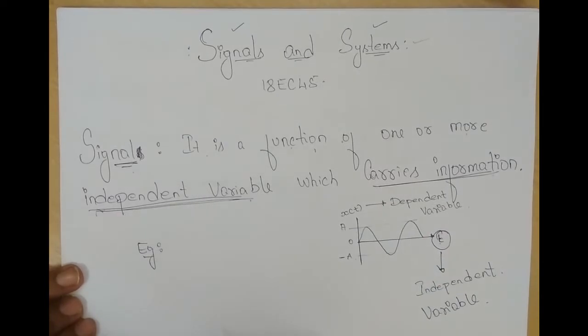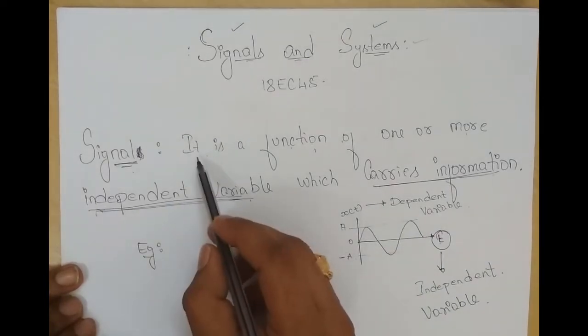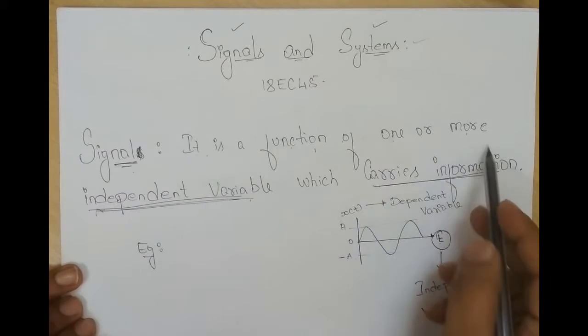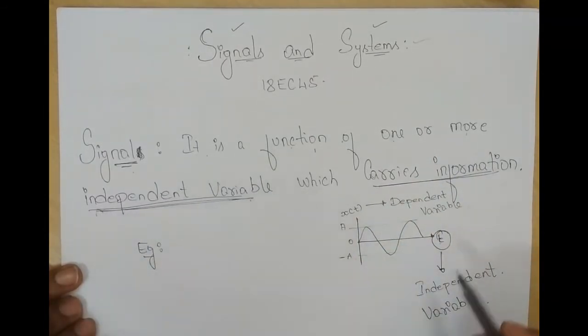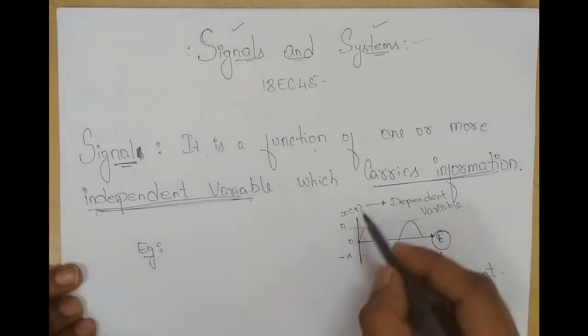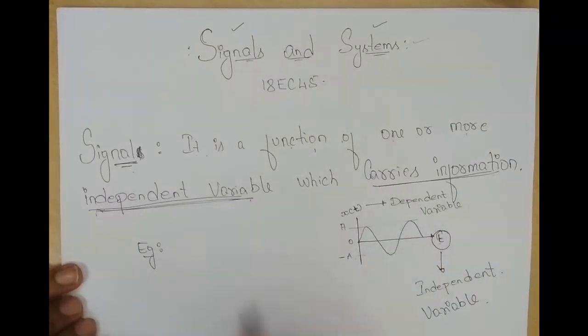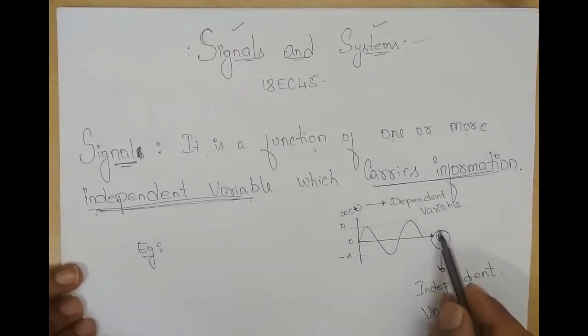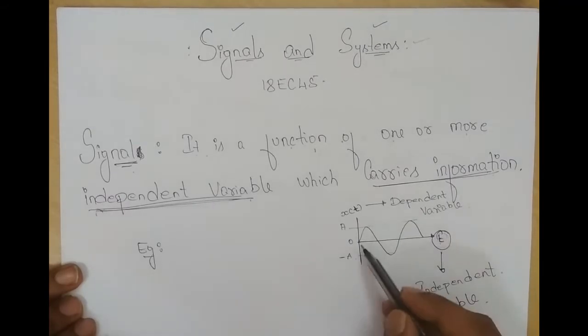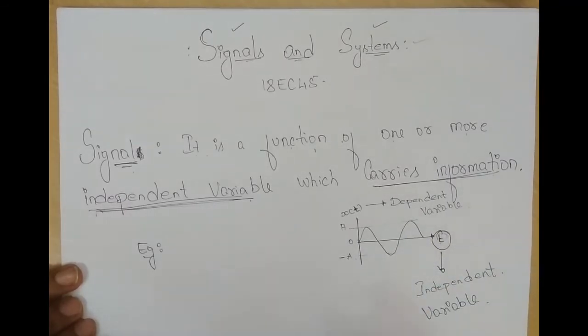Let me define it once again. It is a function of one or more independent variables. Here, t is the independent variable in this particular example, which carries information. So this is a function of one independent variable, which is time, and it is carrying information. What information is it carrying? It is saying that it is a sine wave. So this signal is a sine wave.